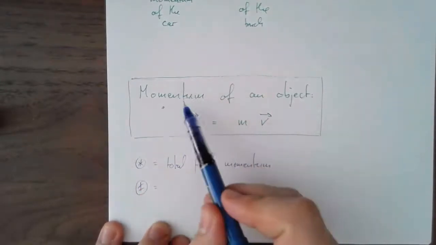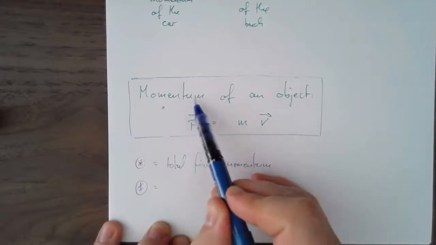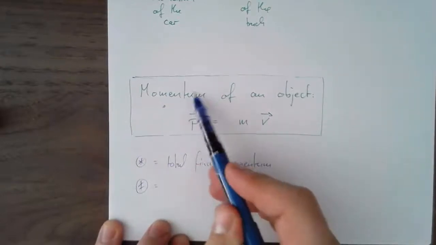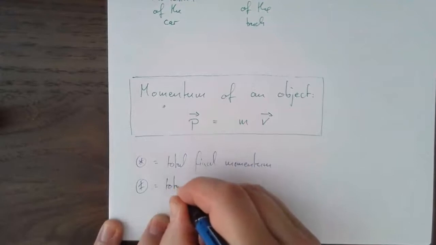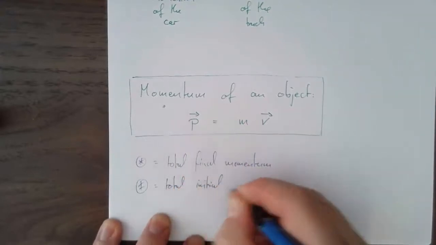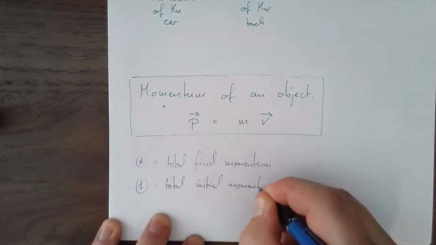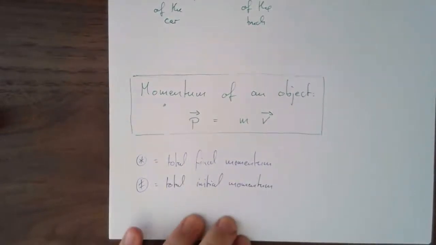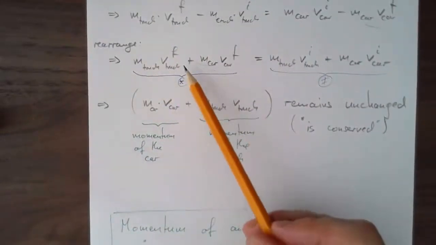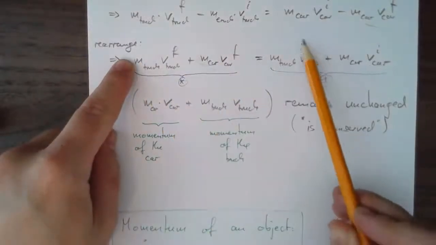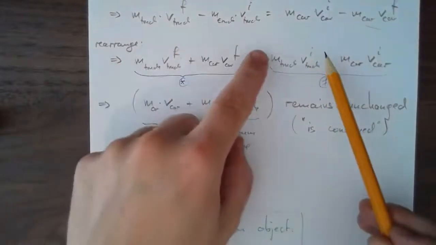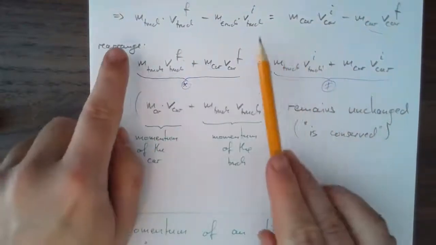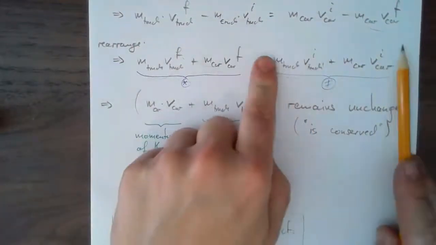Notice that the plural of momentum is momenta, from the Latin. If you ever take a Latin course, momentum is neuter and goes to the plural with the a ending. Total initial momentum. So the total momentum is conserved, but not the momentum of individual objects. I'm not saying that the final momentum of the truck is the same as the initial momentum of the truck. No, nobody's saying that. All we're saying is that the total stays the same.